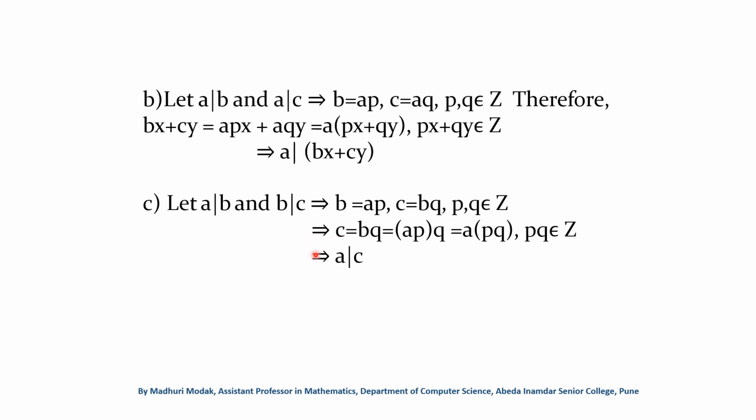Again using the associativity property of multiplication, this is a multiplied by pq. As p and q are integers, pq is again an integer. So c equal to a multiplied by some integer. So this implies a divides c. So these are some properties about divisibility.